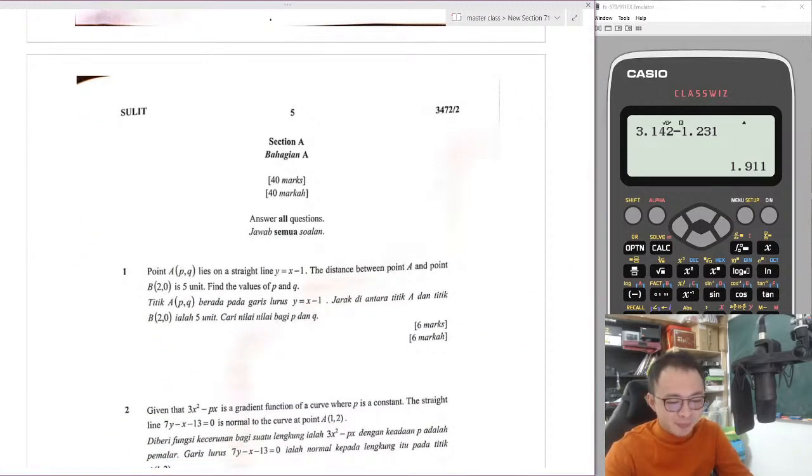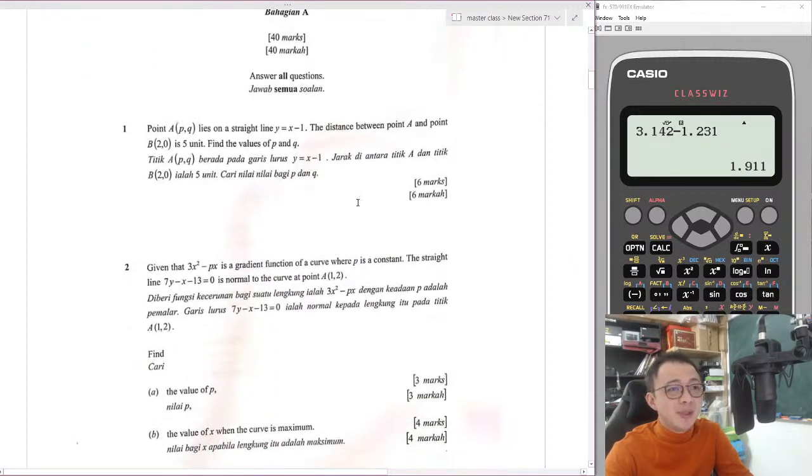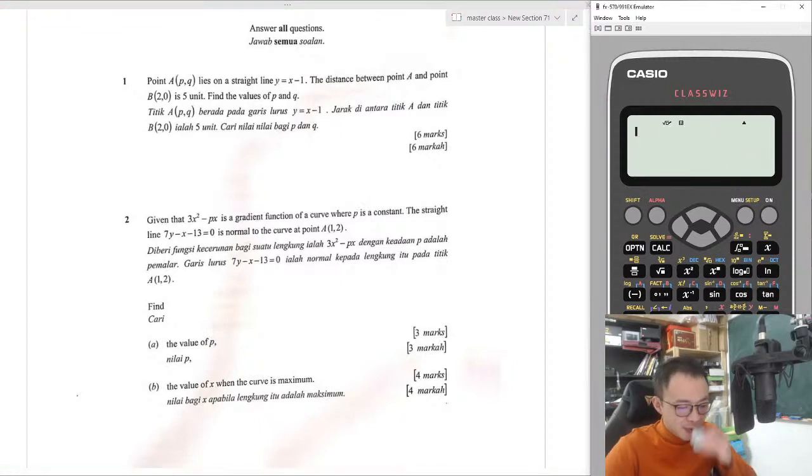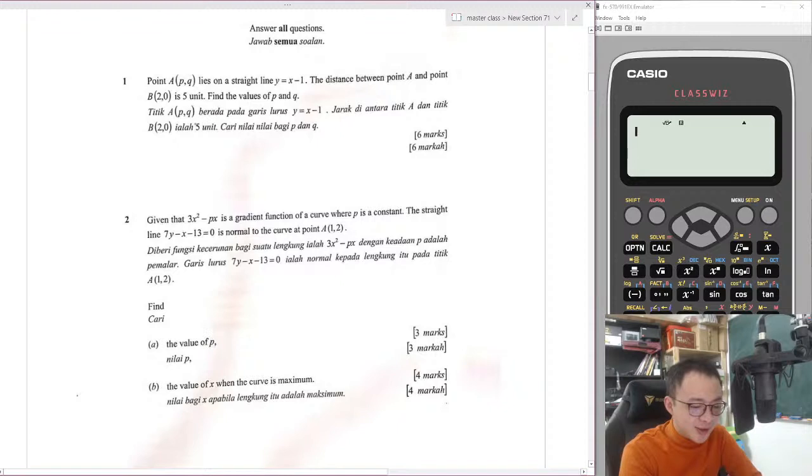Alright, I hope all of you can see the paper quite clear here. So let's start with the first question. For question number 1 here, they say point A is a PQ lies on this straight line. The distance between the point A and point B is 5 units. And they ask you to find the value of PQ.